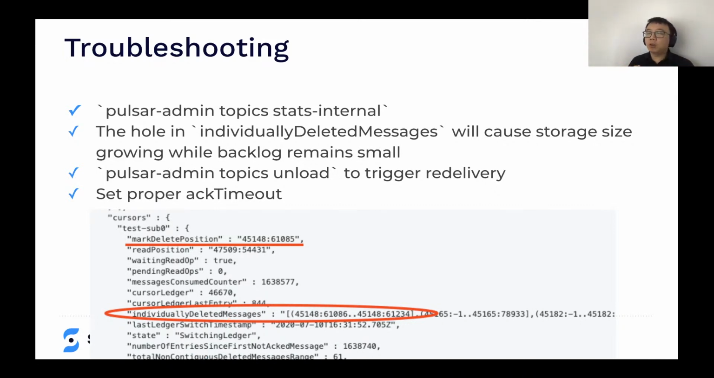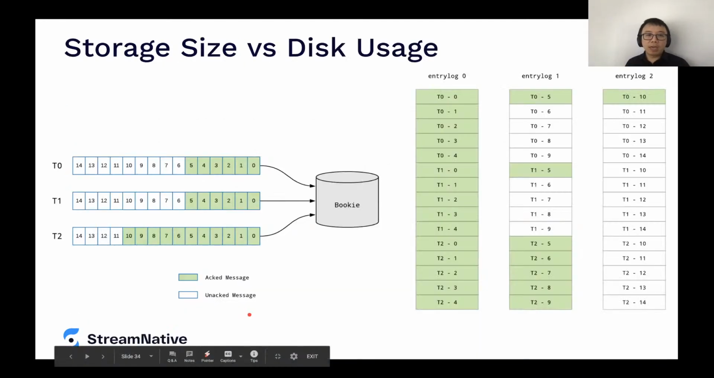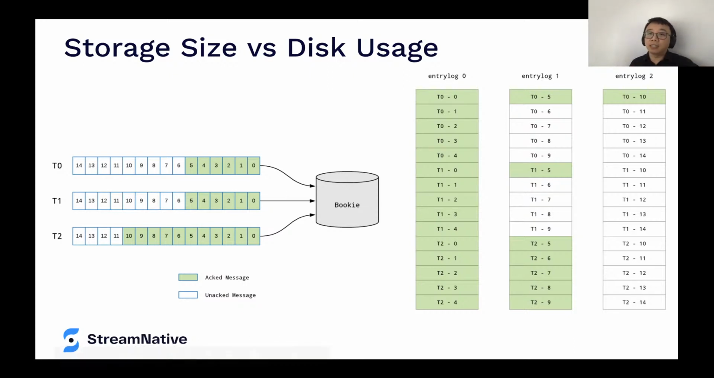And in order to mitigate the issue, you can usually use topics unload. And when unload happens, it will trigger redelivery. On the client side, you can also set a proper ack timeout. And the last thing is the storage size versus disk usage, but I think we don't have enough time to deep dive into that part.